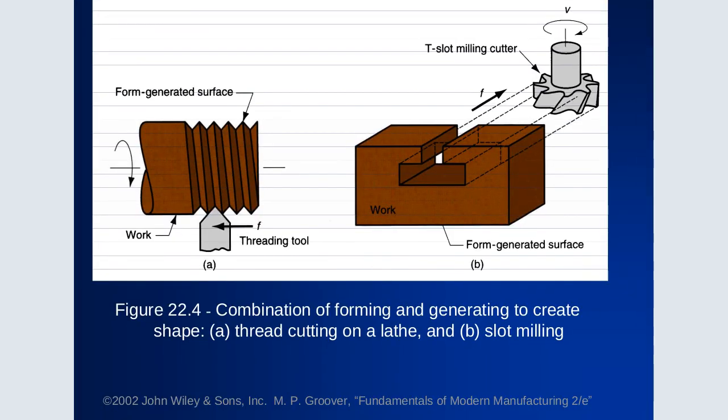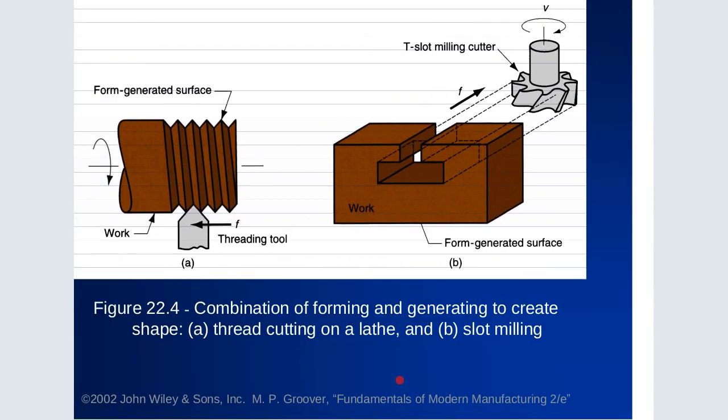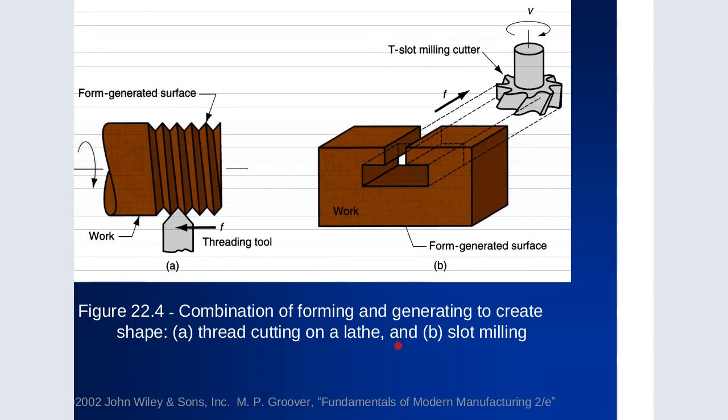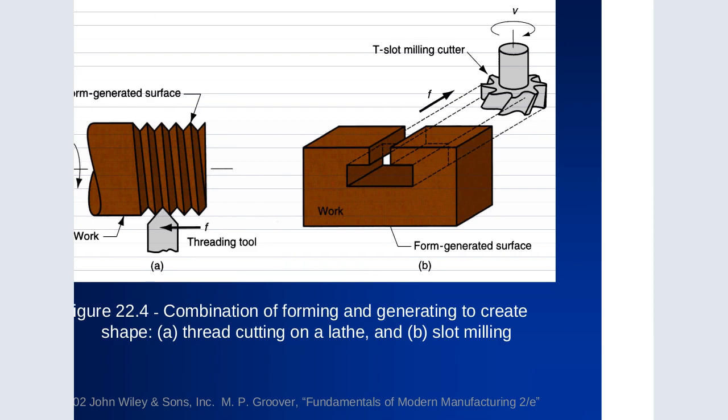Combination of forming and generating to create shapes. Now we can have threading. You can see how it's done. And then we have a form generated surface, using a T-slot milling cutter. We have different types of tools and shapes. We change the shapes depending on what we want.